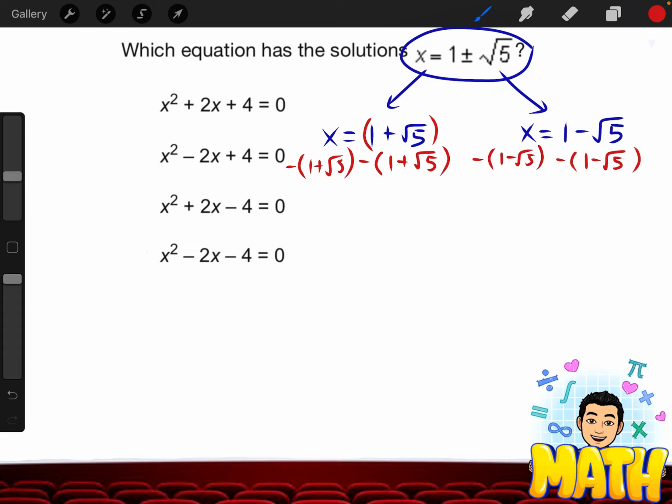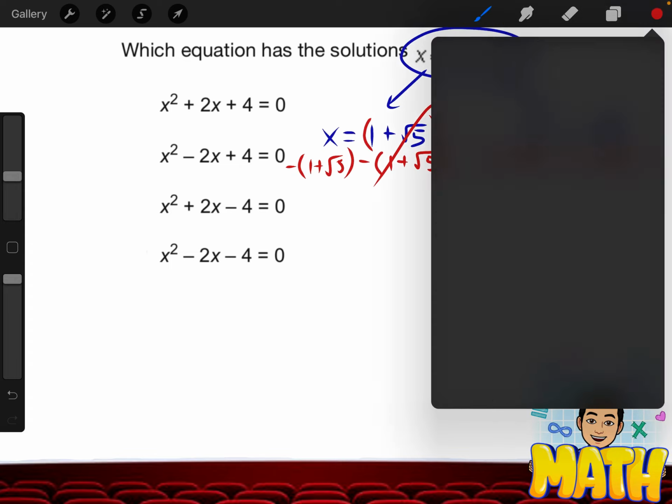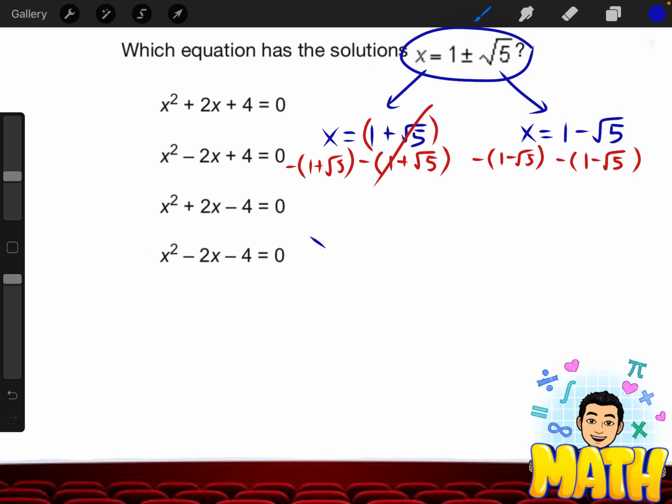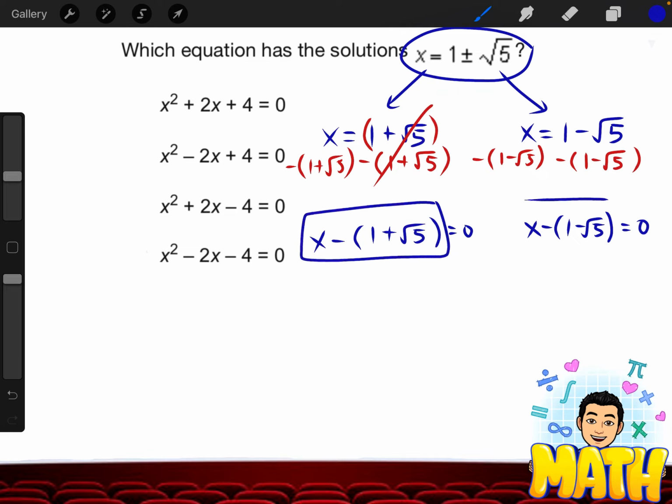Okay, so what I'm going to do here is show you guys how it looks. So you guys are going to rewrite this as x minus (1 plus root 5) equals 0. And another one is going to be x minus (1 minus root 5), which equals 0. Okay, so knowing that these are my factors, if I just multiply them, I'll be able to get the quadratic equation. Okay, so let's go ahead and write that.